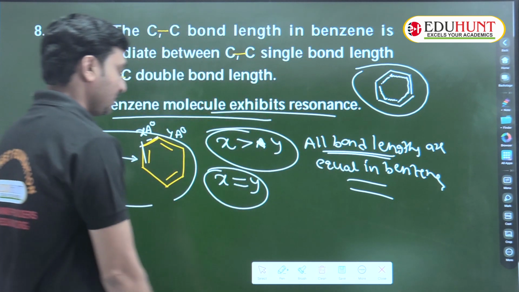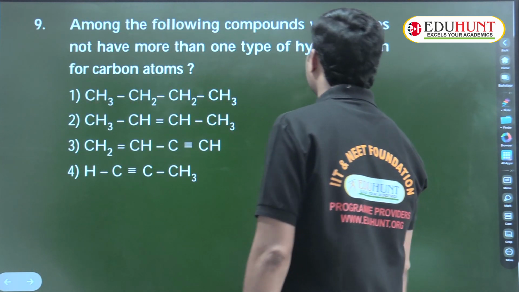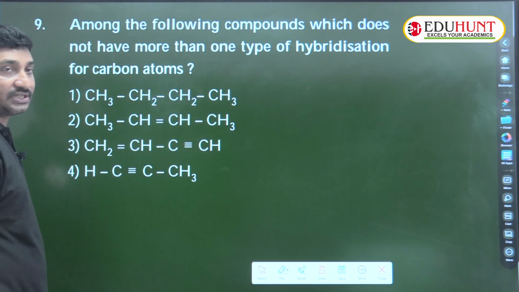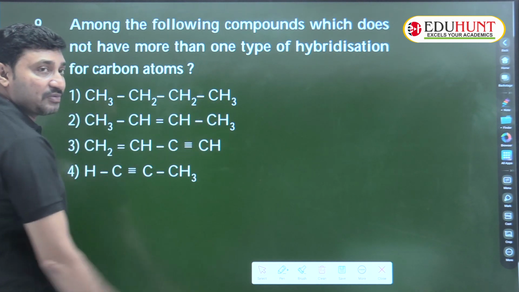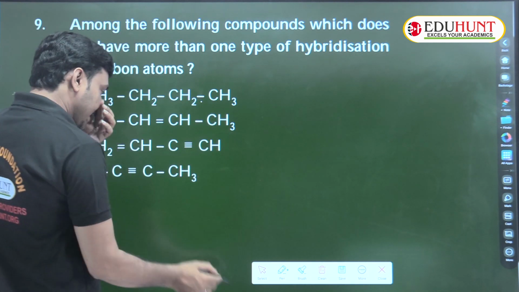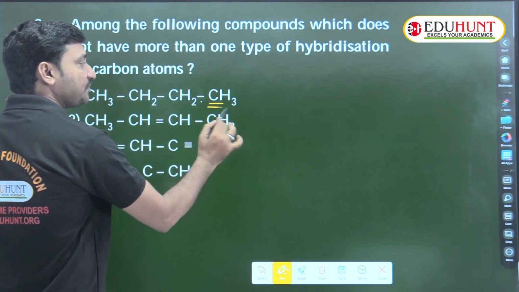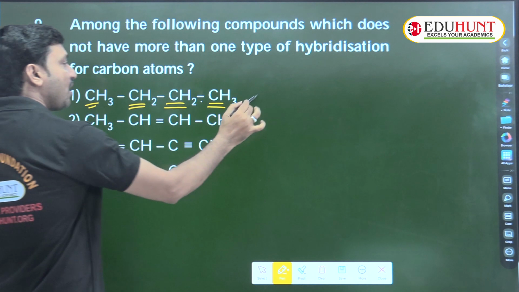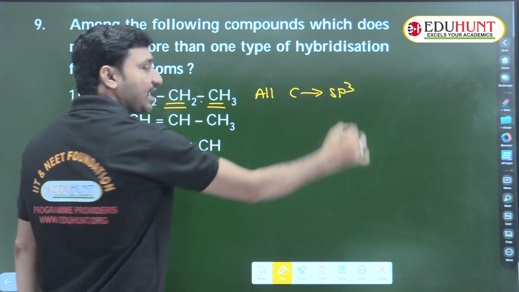Clear? See this question. Among the following compounds, which does not have more than one type of hybridization? If you go with option 1, around this carbon atom there are 4 sigma bonds, each hydrogen 1 sigma bond. So this one is sp3, this one also sp3. In the first one, all carbons are sp3 hybridized.